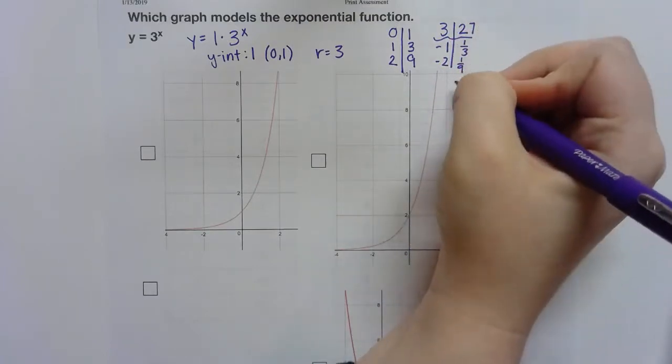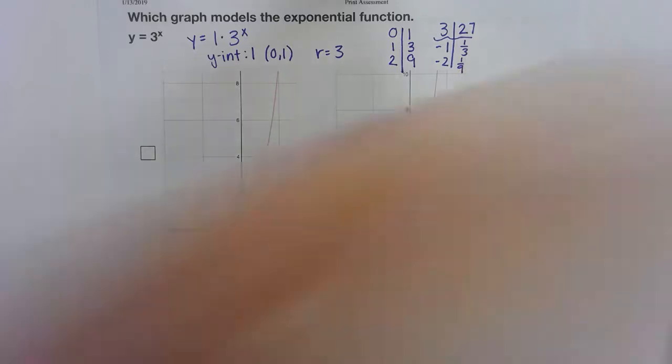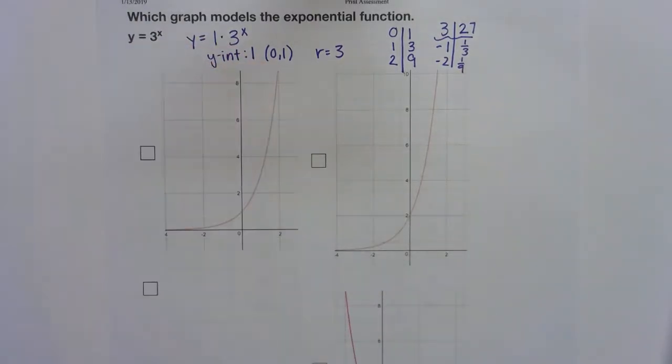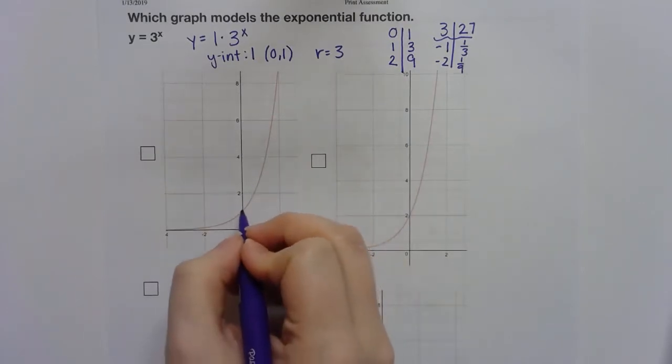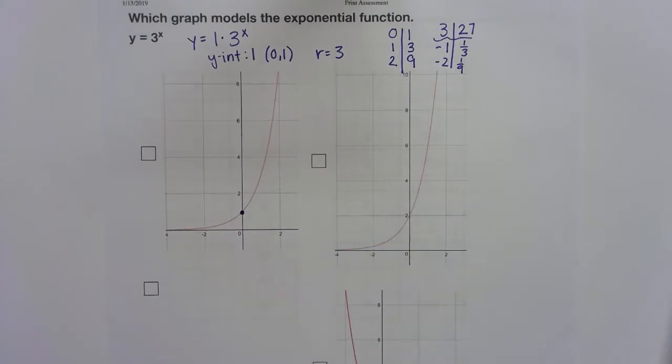So it looks like my asymptote's going to be at 0. Okay, because it's not adding or subtracting anything here. It's not shifting up or down. So it should go through the point 0, 1. That's my first thing I need to check.